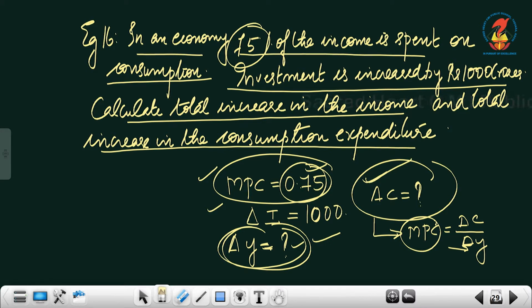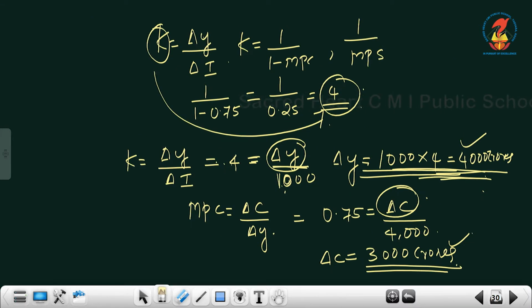Delta Y you found from the formula K is equal to delta Y by delta I. For that you first found the value of K by using K is equal to 1 by 1 minus MPC, or K is equal to 1 by MPS. Here you used 1 by 1 minus MPC since the value of MPC was there with you. Then you found K is equal to delta Y by delta I by substituting the value of K as 4. 4 is equal to delta Y by delta I. Delta Y is equal to 1000 into 4, 4000 crores.